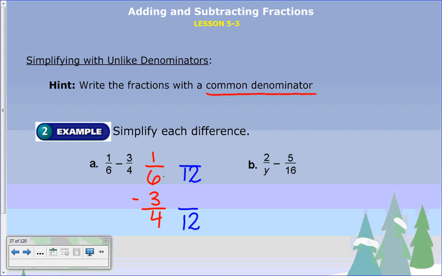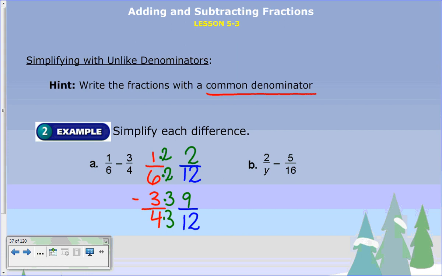So I go ahead and do this one. Well, let's see. 6 times 2 gives me 12, so 1 times 2 is 2 12ths. And here I have 3/4. Let's see. 4 times 3, and then 3 times 3. So I get 2 12ths minus 9 12ths. Well, this one can be hard to do, but it works the same way. We talked about how to add and subtract integers. We could do the same idea here.